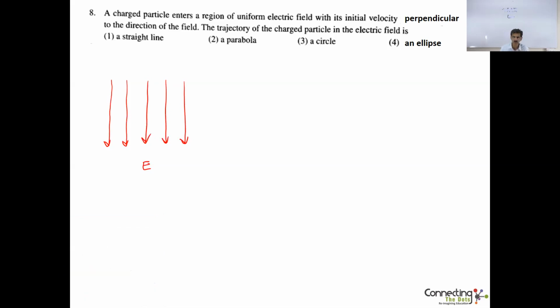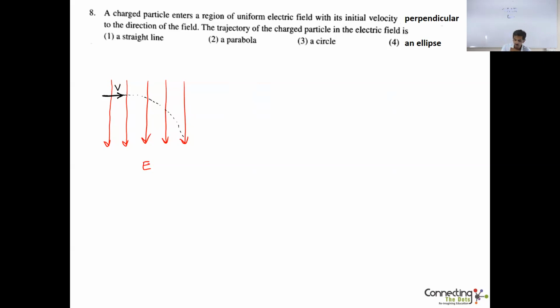And we have a charged particle which is entering this uniform electric field with a certain velocity, and that velocity is perpendicular to the electric field. So we can say it enters it with a velocity v, which is perpendicular to the electric field. Now this will begin to move like this. The horizontal velocity will not change because there is no force acting on it in the horizontal direction. Its vertical velocity will change because of the electric field. So it will move in that direction.